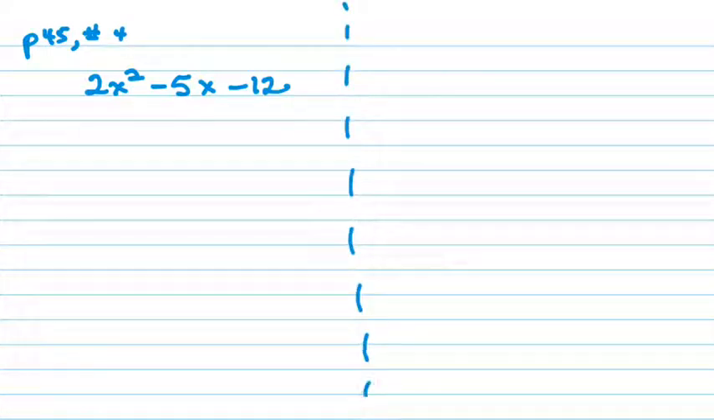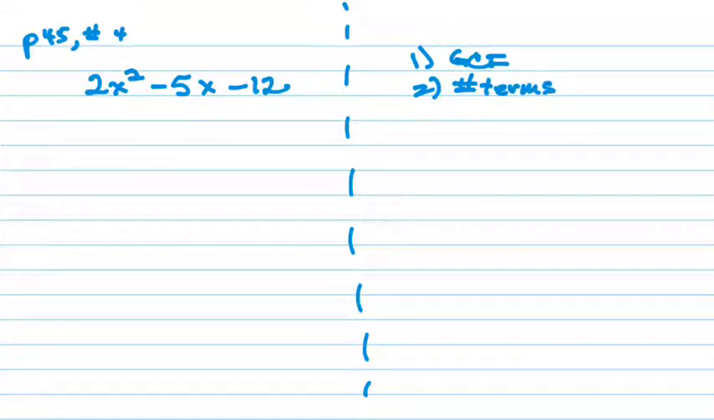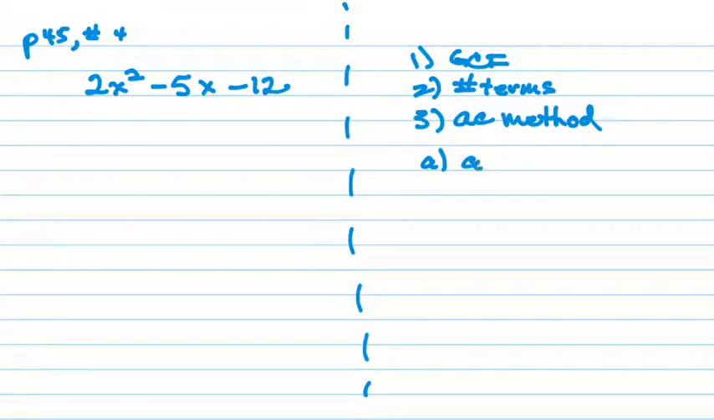How many terms do we have? 3. So first, look for the GCF. We don't have one. Then we need to know the number of terms. It's 3, a trinomial. So we're going to use what's called the AC method. And just because it's such a genius name, what's the first step? Multiply A times C.